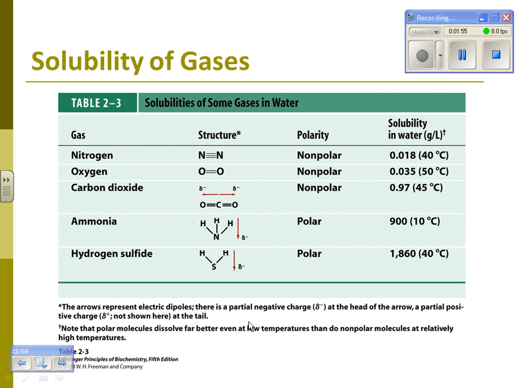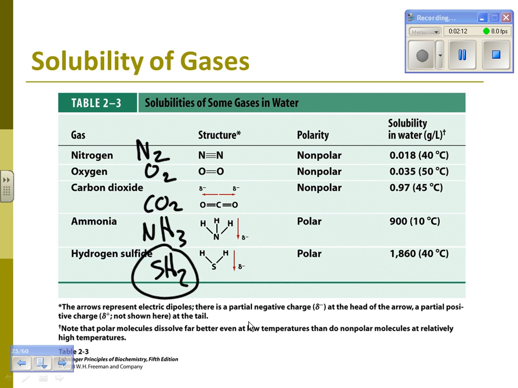This is an important slide. It usually shows up. So this will be written as N2 or O2, CO2, NH3 or SH2. So the more polarity there is, the more soluble it is. So hydrogen sulfide has the strongest polarity, therefore it is the most soluble. The more bonds you have, so there's no polarity here, plus a triple bond, it's the least soluble.